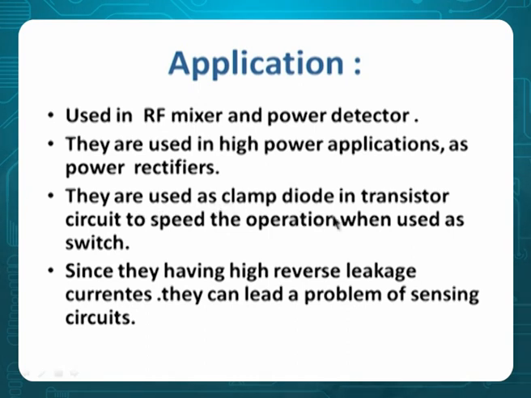They are used as a clamping diode in transistor circuits to speed up the operation when they are used as a switch. Since they have high reverse leakage currents, they can lead to a problem in sensing circuits. How to sense?